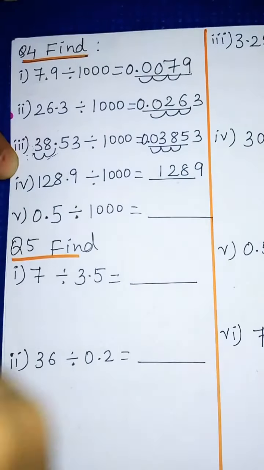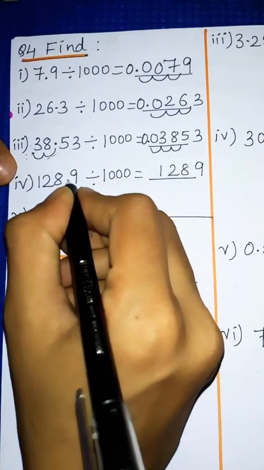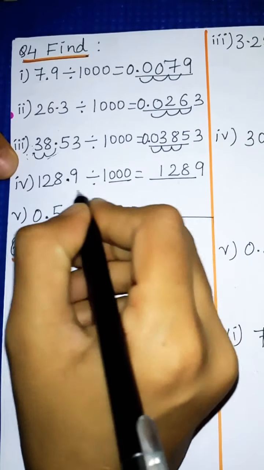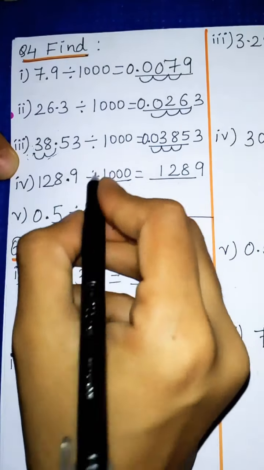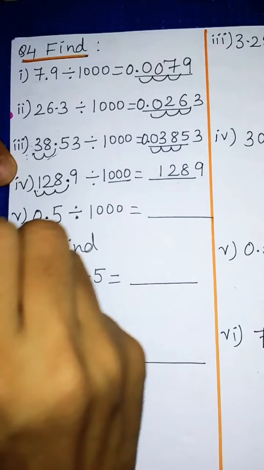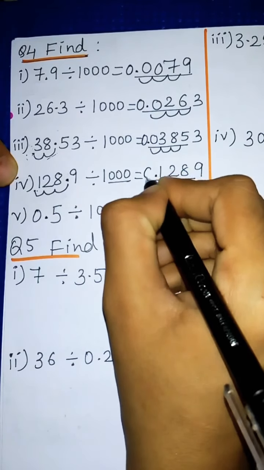128 and then 9. Now point is given here. Now again we will shift 3 times. यहाँ पे दिया है point, right? You can see in the question 1000 is there. So 3 times we will shift. So one time, second time and third time. So यहाँ पे point आ जाएगा. Okay, starting में. So यहाँ पे point आएगा and then 0.